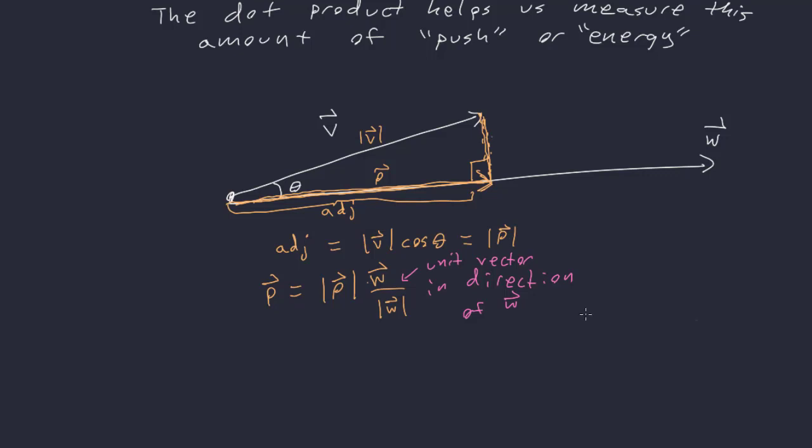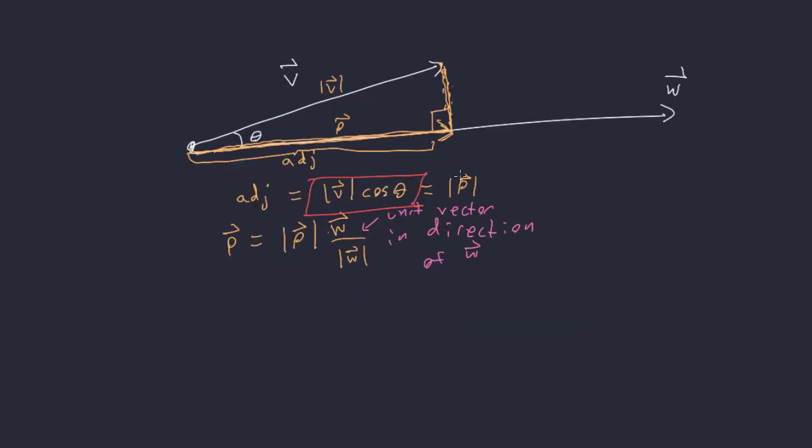Okay, but it's this magnitude I'm concerned with, because remember, the dot product gives us a scalar, and it looks like this particular scalar would be the amount of push that v is giving w in its original direction. All right, so how in the world do all these things become related?